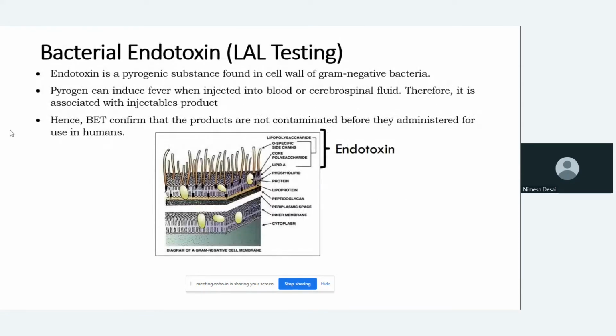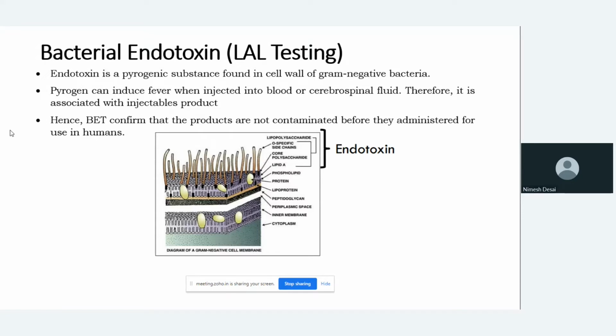After that, another test was the bacterial endotoxin test. First of all, what is endotoxin? Endotoxin is a pyrogenic substance found in the cell wall of gram-negative bacteria. The gram-negative bacterial cell wall has a lipopolysaccharide. This lipopolysaccharide is also called endotoxin, right? And all endotoxins are pyrogens, but not all pyrogens are endotoxins. It's a thumb rule. So, what is the effect of the endotoxin?